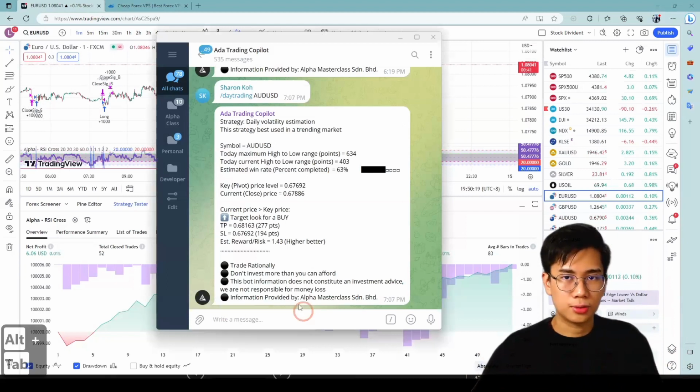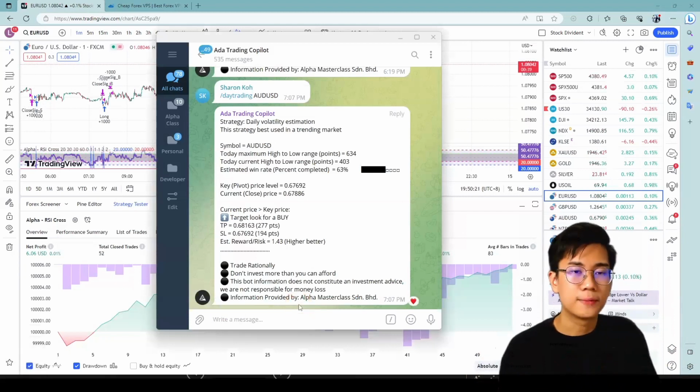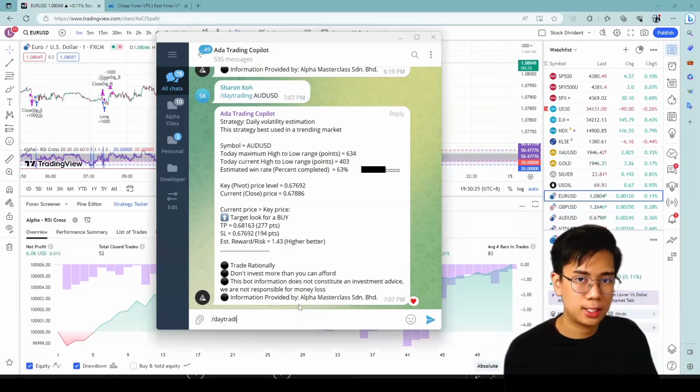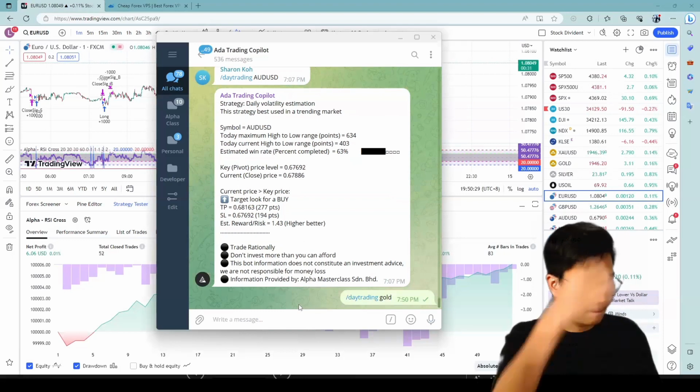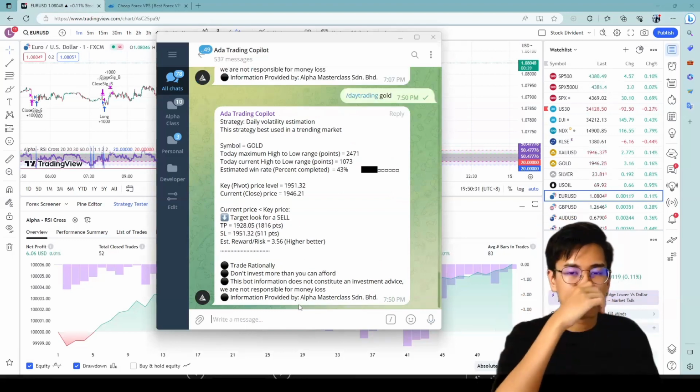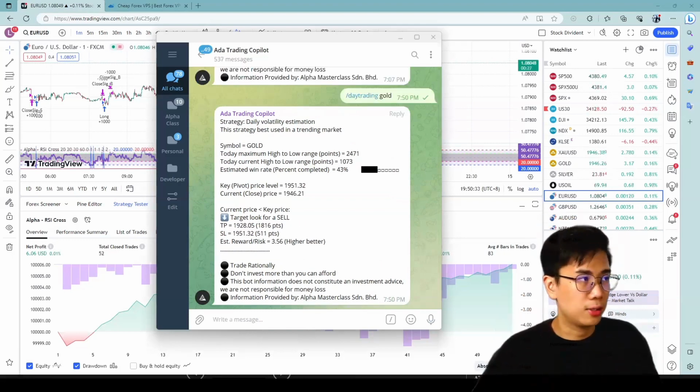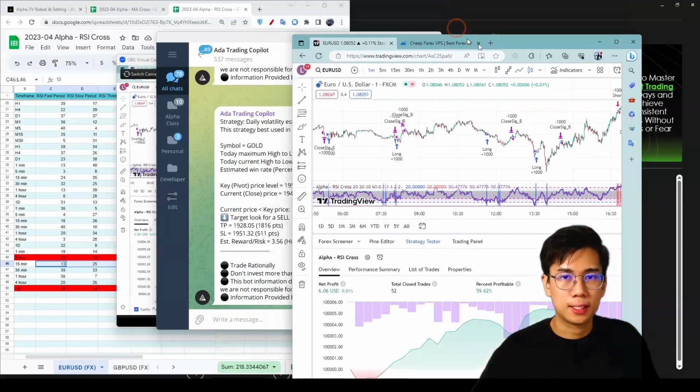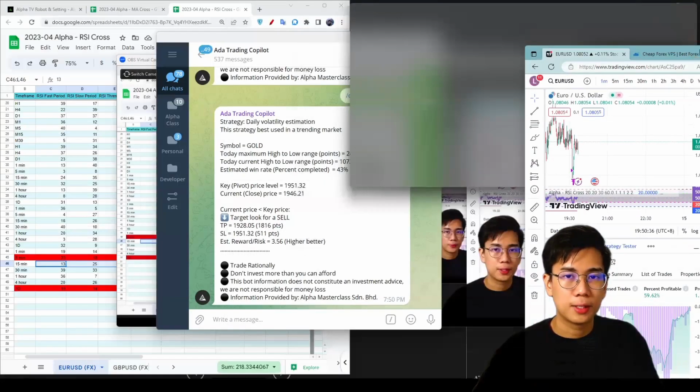So Ayub would like to know. Go. So we come back to the ADA Trading Copilot Telegram group. We type /day trading. Go. Now, this is a keyword that you have to type exactly the same, one-to-one, it cannot be a typo. And you can learn it from here.